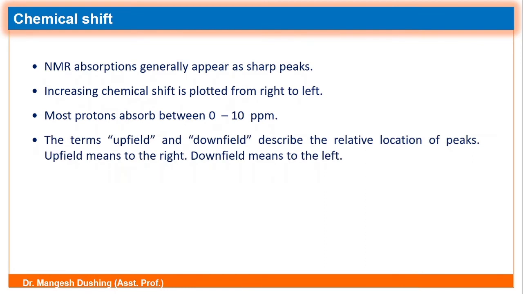The terms upfield and downfield describe the relative locations of the peaks. Upfield means towards the right hand side. Downfield means towards the left hand side, because the field, that is the magnetic field, increases from left to right. That's why the left hand side is downfield and the right hand side is upfield. But our chemical shifts are increasing from right to left.